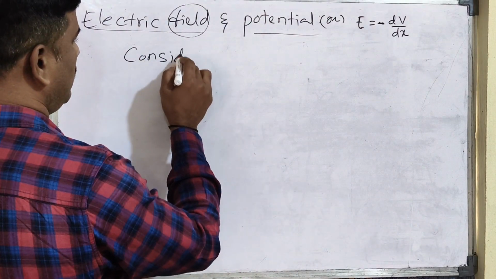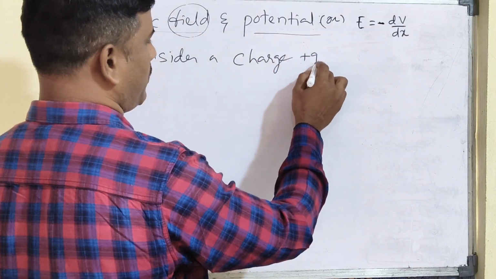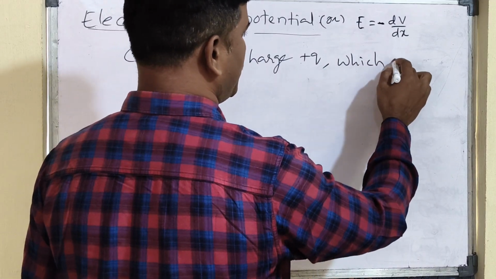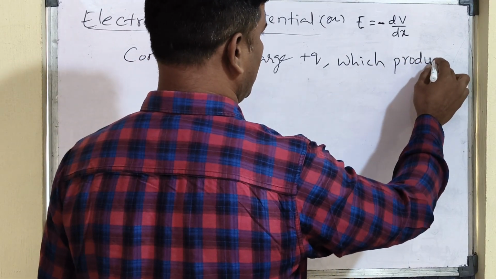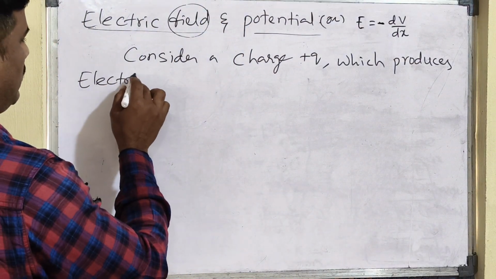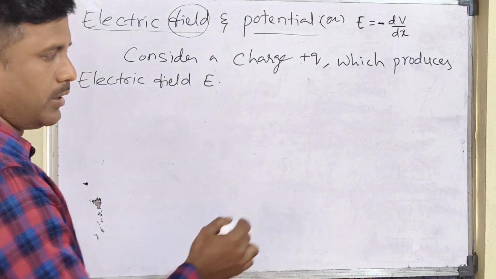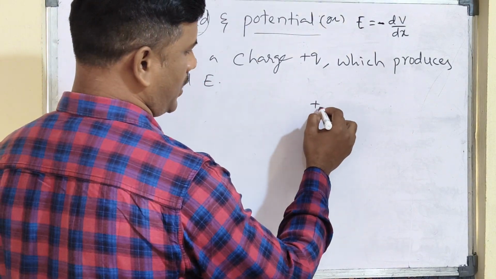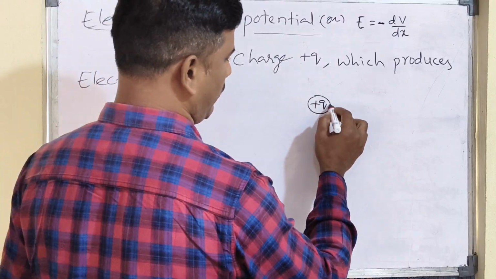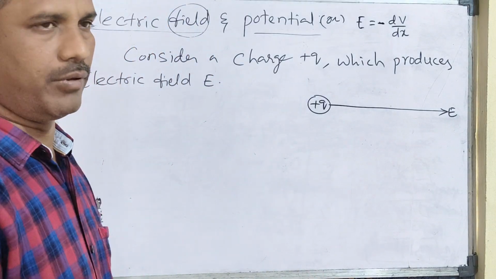Consider a charge plus q which produces electric field E. Observe here it is a positive charge, which produces electric field in this way. Already we know this very well.